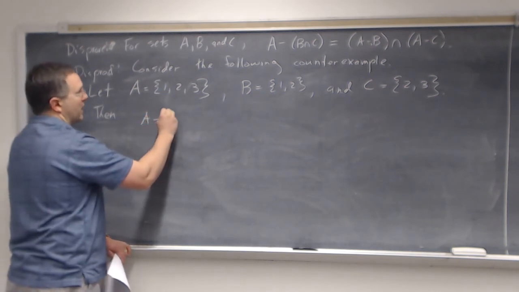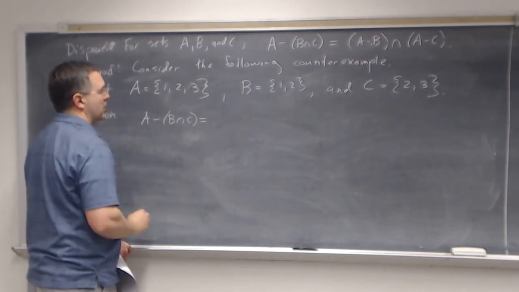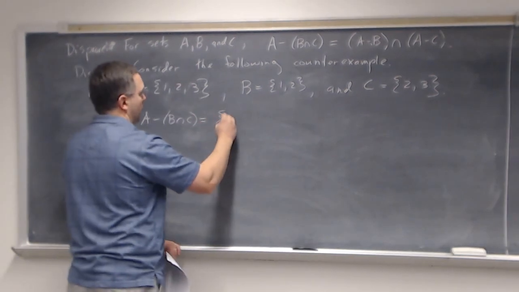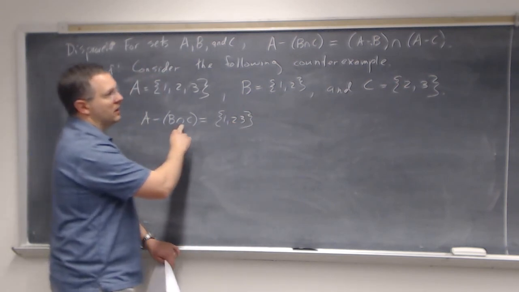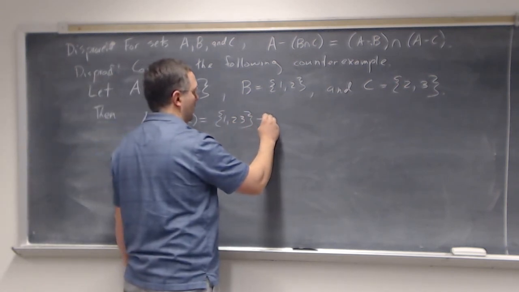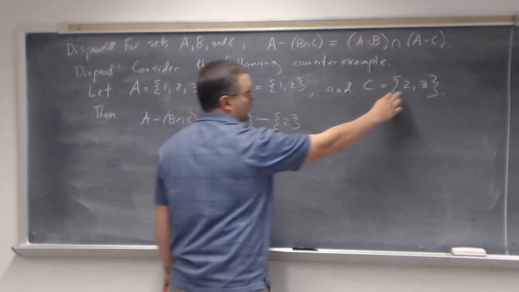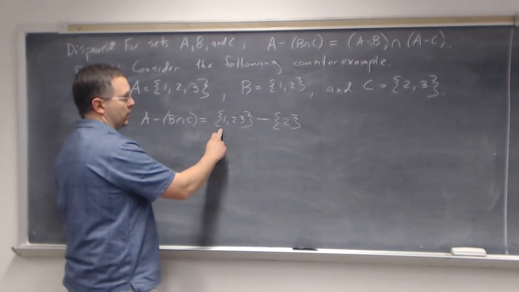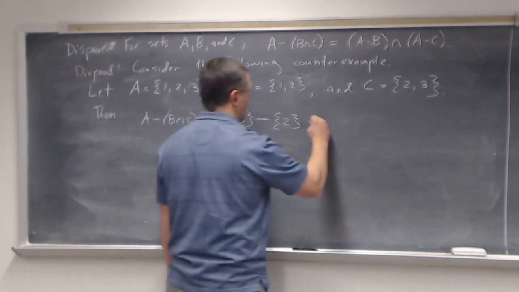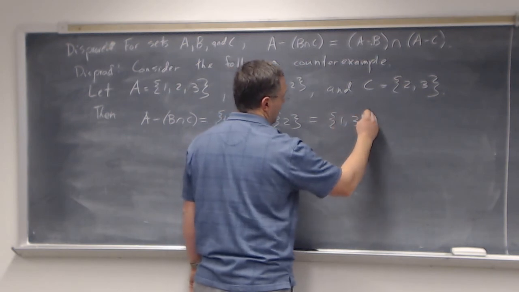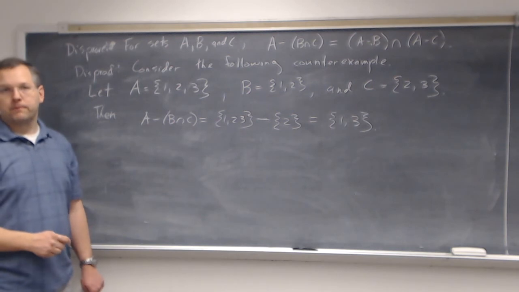So A minus B intersects C. Well, A is this set. B intersects C is what set? The set containing the number 2, because that's the intersection of B and C. So the set 1, 2, and 3, the difference of set 1, 2, 3 and this, so I take away the number 2. So this should equal the set of just 1 and 3. Okay?